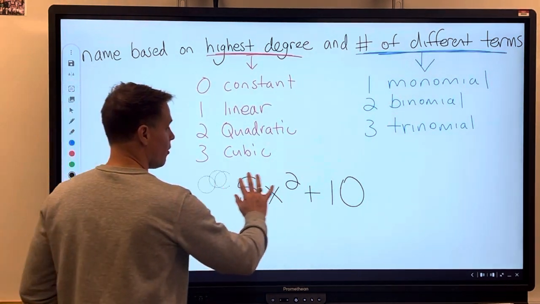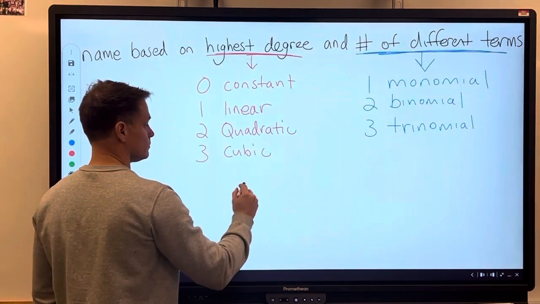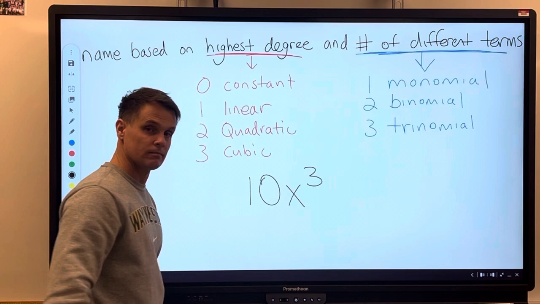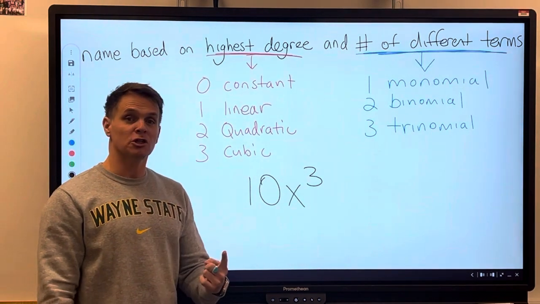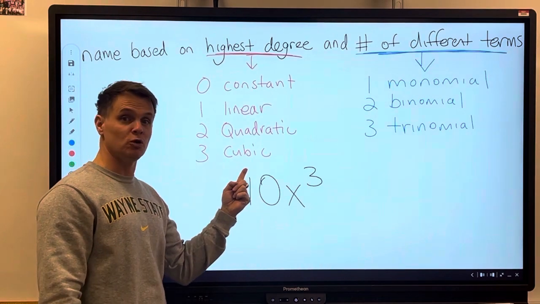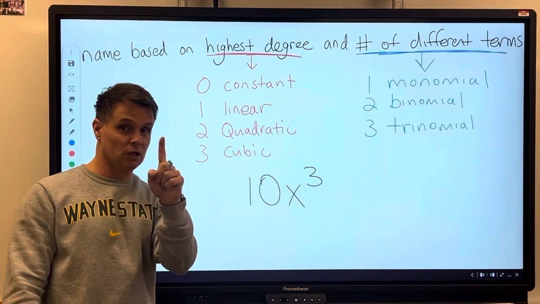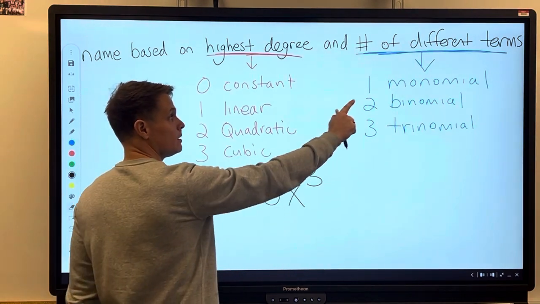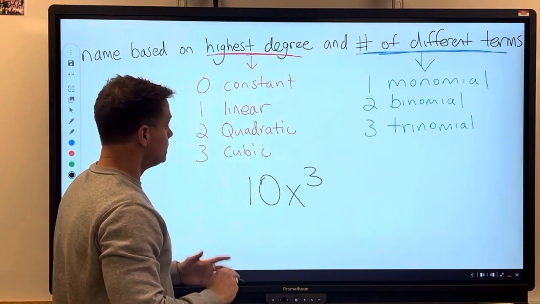Let's take a look at another one. 10x to the third. 10x to the third, the highest degree is 3, so it's cubic, and there's only 1 term, so it's a monomial. So it's a cubic monomial.